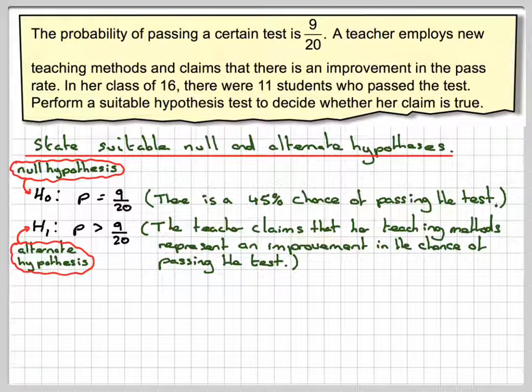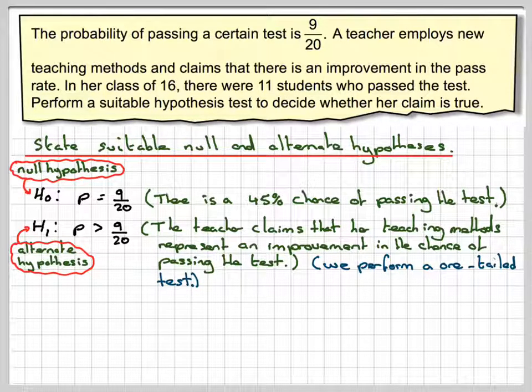Now, because we're looking for a definite improvement, we do what's known as a one-tailed test. So the alternate hypothesis determines the type of test we do, one-tailed or two-tailed. One-tailed will be if there's a definite increase or decrease, and two-tailed if we're looking to see that P is not equal to 9 out of 20. So we're going to perform a one-tailed test.